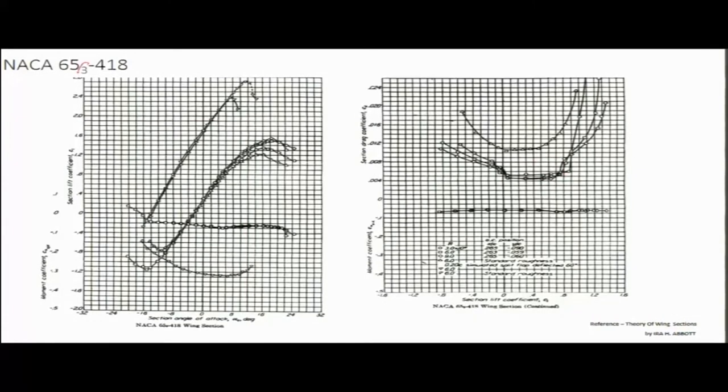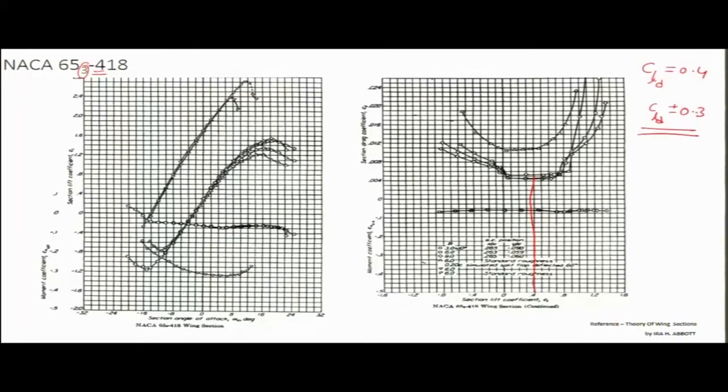Now, let us look at the significance of this subscript 3 here. From the nomenclature 65418, we can find out the design CL for this particular airfoil, which is 0.4. This 4, multiplied by 1 by 10, represents the corresponding design CL of this airfoil. Now, this subscript 3 represents the regime in which CD remains constant, which is plus or minus 0.3 of this CL design. So, in this regime, CD will almost remain constant.